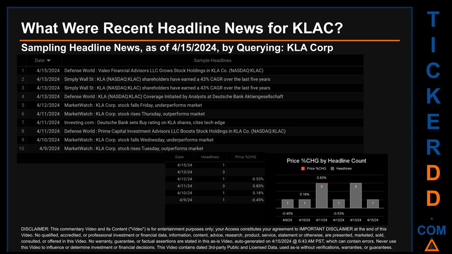Correlated or not, as it happened, the stock price for KLAC on those publication dates respectively saw a jump of 0.83% when comparing the day's opening versus closing price. The latest publication date of Monday, April 15, 2024, was actually the day with the highest percentage change in price. It saw a price jump of 0.83%.